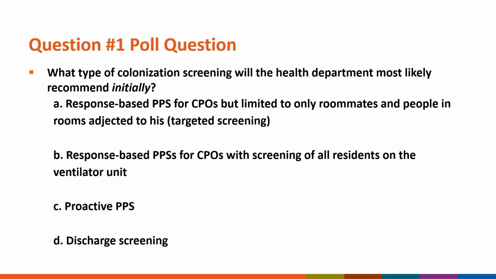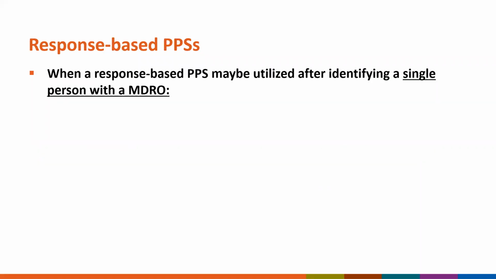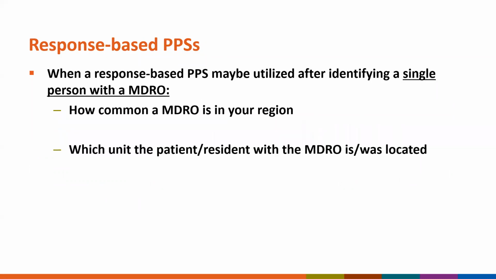Okay. So the answer is B, a response-based PPS. All right, so we'll talk about why. There are multiple factors that your health department considers when recommending the use of a response-based PPS, even after just identifying one person with the MDRO. One factor is how common the MDRO is in your region. The less common the MDRO is, the better a response-based PPS can limit spread within your facility and your region, while the problem is still a small spark instead of a raging forest fire.